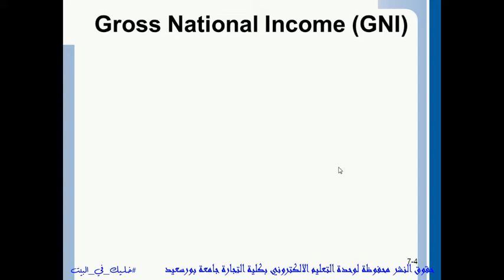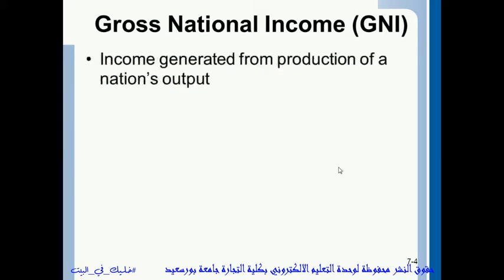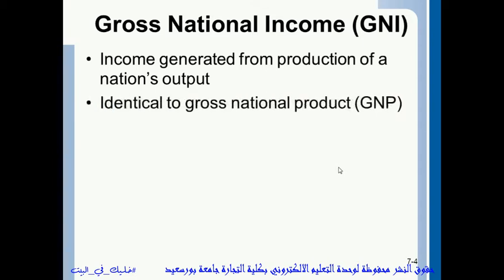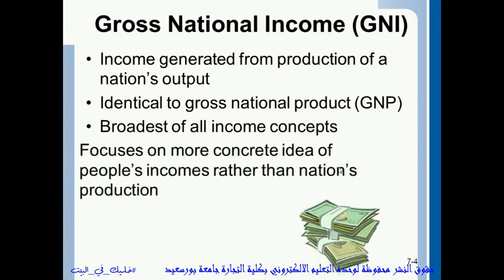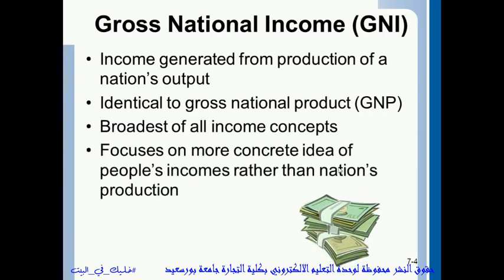Gross national income, GNI, is income generated from production of national output, identical to gross national product, GNP. It is the broadest of all income concepts, focusing on a more concrete idea of people's income rather than national product.